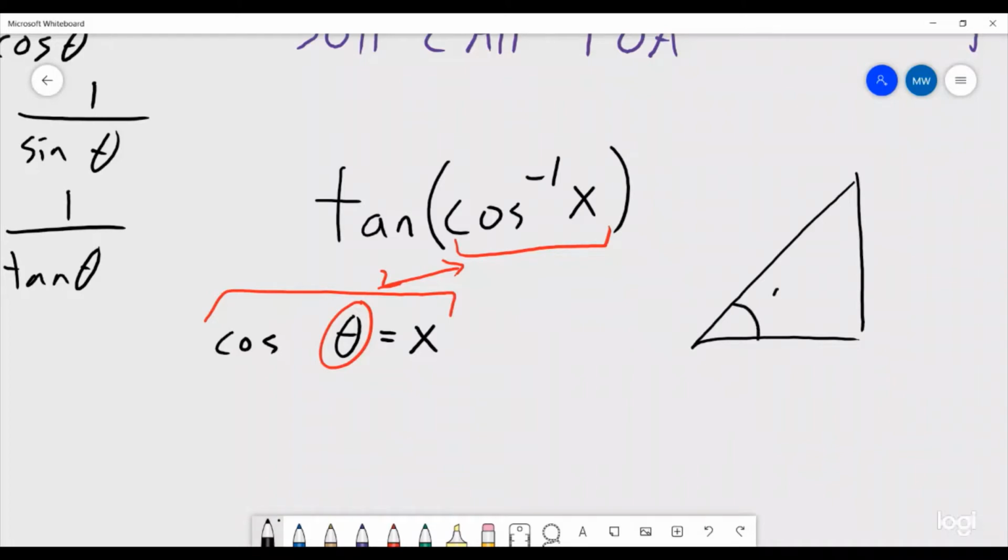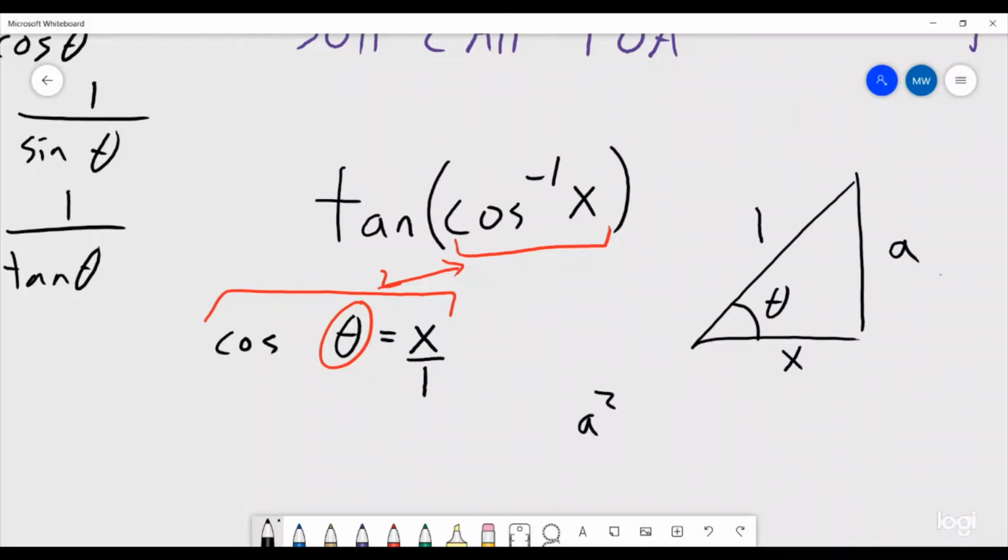So if we draw this angle theta, and then we remember that cosine is adjacent over hypotenuse, we just need that ratio to equal x. Now we can always write x as x over 1, so let's just make the hypotenuse 1 and the adjacent side x. In order to figure out what tangent of theta is, we also need to know the opposite side. So we can use the Pythagorean theorem to figure out what that side is going to be. All we know is it's equal to some value a.